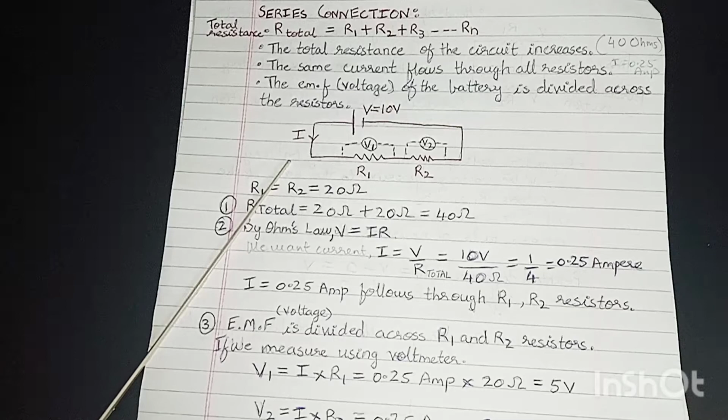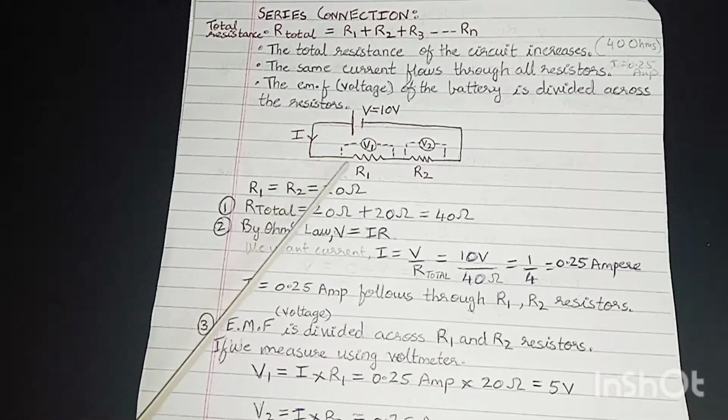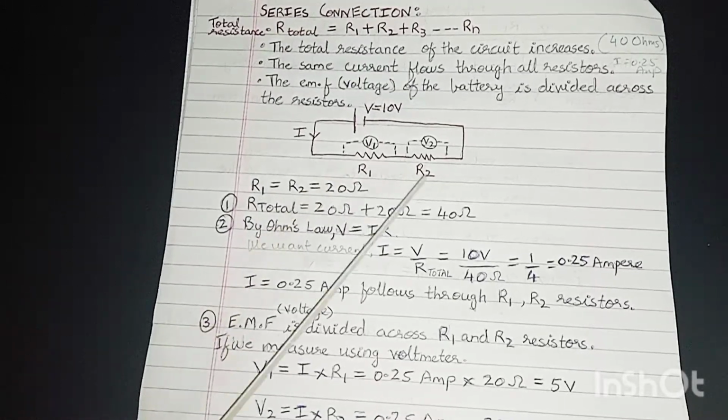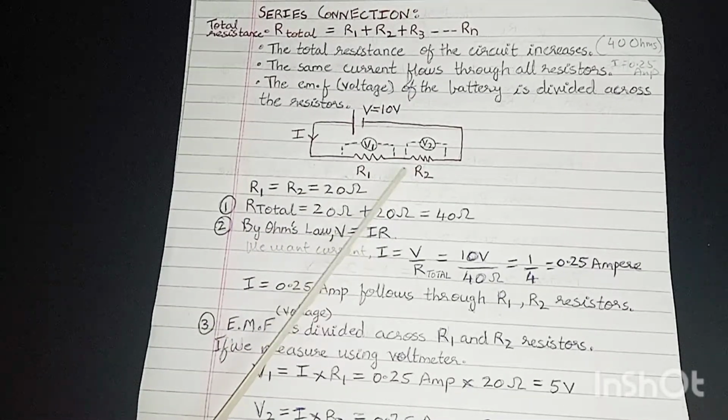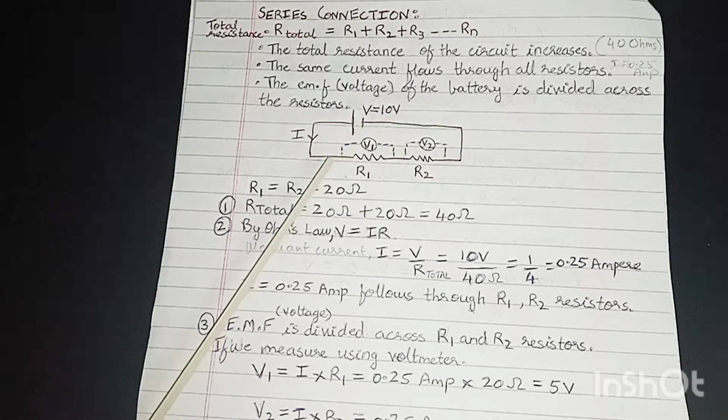This is the circuit diagram where the positive end is connected to the head of R1, the tail of R1 is connected to the head of R2, and the tail of R2 is connected to the negative terminal.